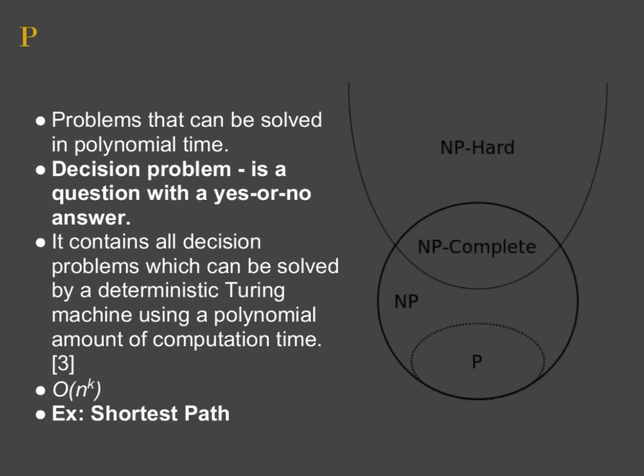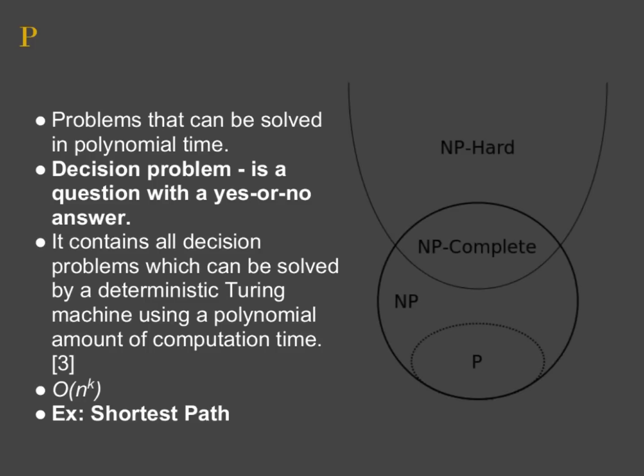P is the set of problems that can be solved in polynomial time. So P contains decision problems, and a decision problem is a question with a yes or no answer, and that's sort of the dual of an optimization problem. So you can have a decision problem and an optimization problem. A decision problem has that yes-no answer. In an optimization problem, you're trying to optimize something, if it wasn't intuitive enough. And there's a conversion that can be done from an optimization problem to a decision problem.